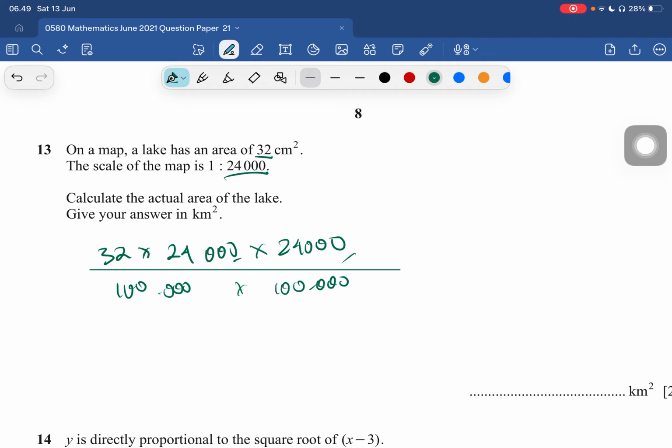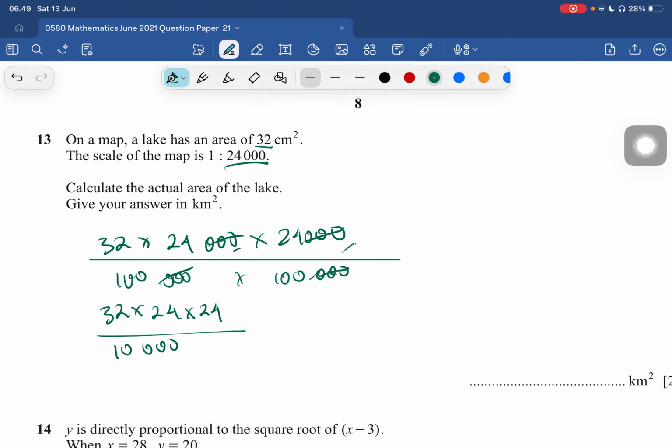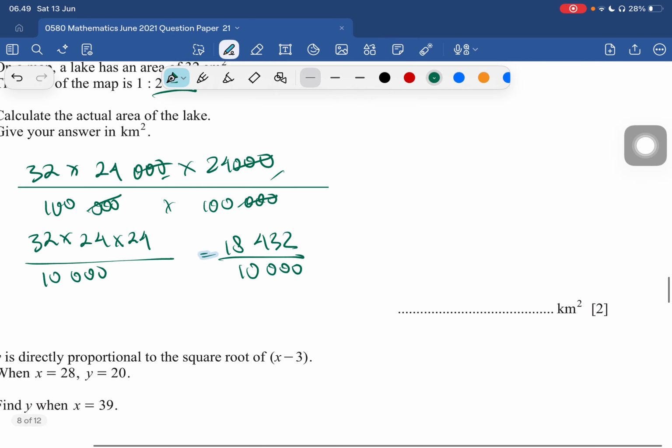So here we can cancel 1,000. So 32 multiplied by 24 times 24, and here we got 10,000. So 32 multiplied by 24 times 24, we got 18,432. Then we divide by 10,000. So the area in square kilometers is 1.8432.